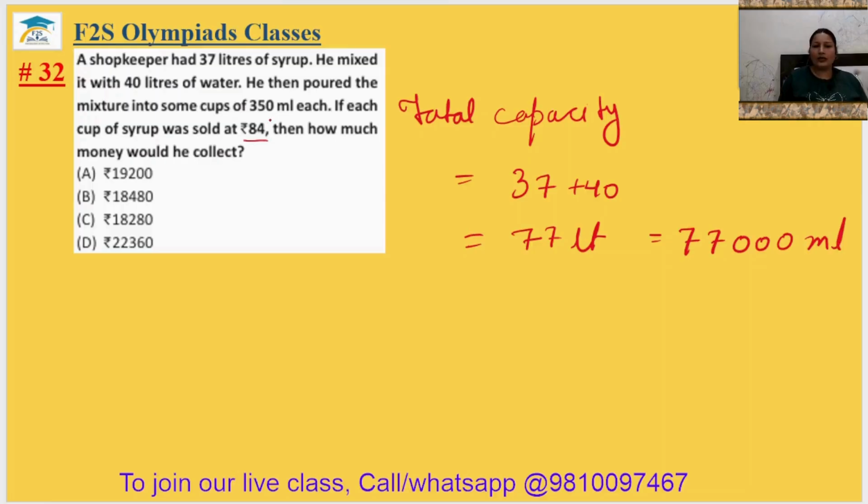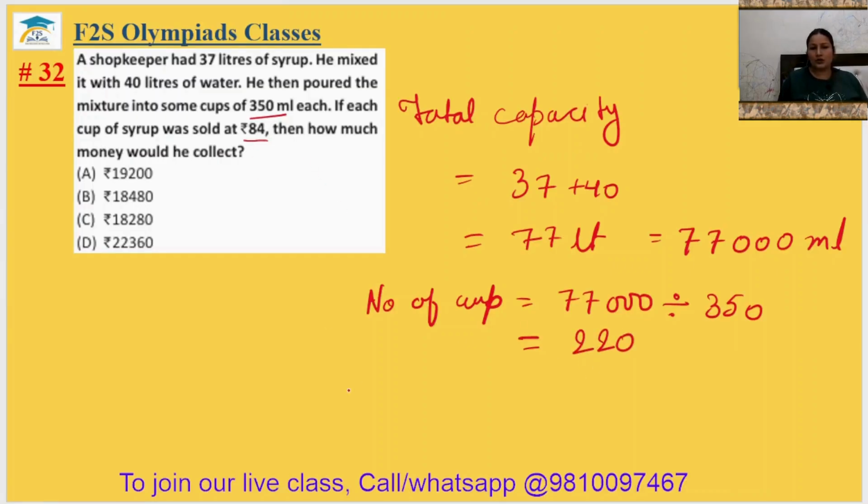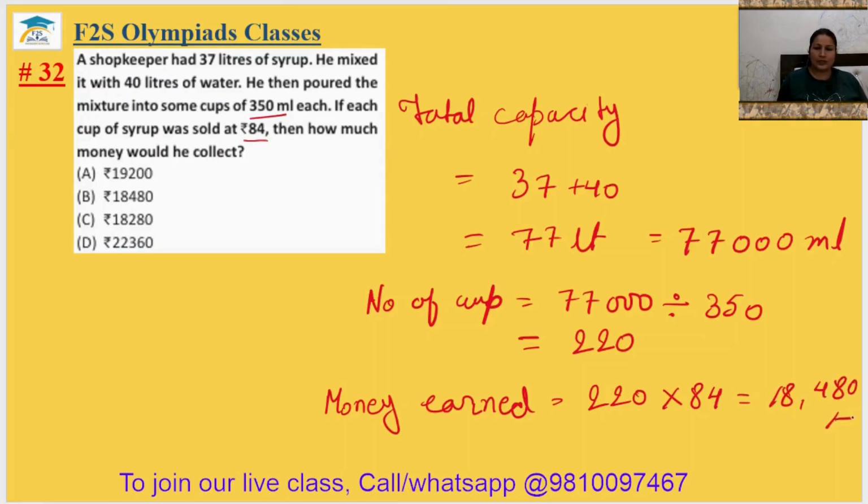It is written as 77000 ml. Now 1 cup is 350 ml. So the number of cups will be 77,000 divided by 350. When you divide it, you will get 220 cups. One cup costs 84 rupees, so 220 cups multiplied by 84, you will get 18,480 rupees. It is in option B. So the 32nd answer is option B.